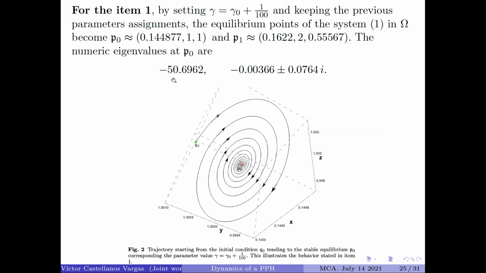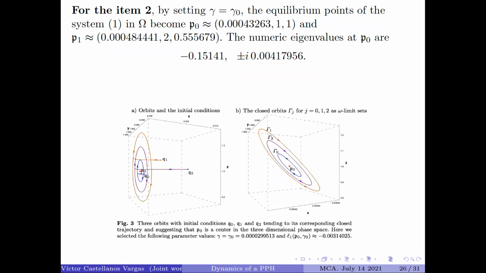You observe that we have a real eigenvalue that is negative, and we have a pair of complex eigenvalues with real part negative. Then we have a hyperbolic equilibrium point, and it is asymptotically stable. Okay, this is the first dynamics.